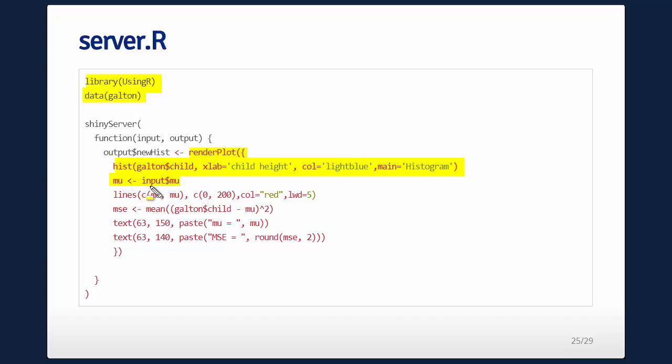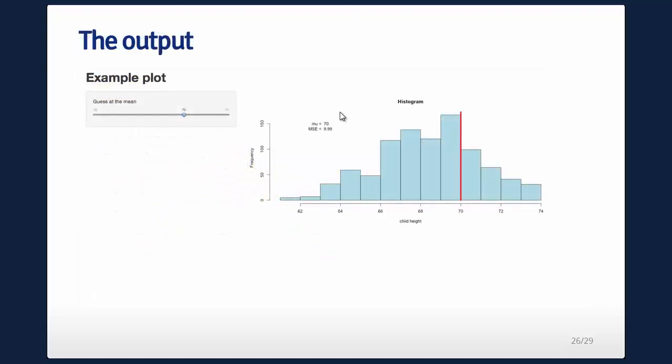It grabs the input value, it adds lines at that input value, and then I give the person their mean squared error, and I tell them what their mu value and their mean squared error is. This all gets rendered in a variable called new hist in my output. So the new hist will be the HTML label that the UI function is calling. And it looks something like that. So there you go. And let's see it in action.